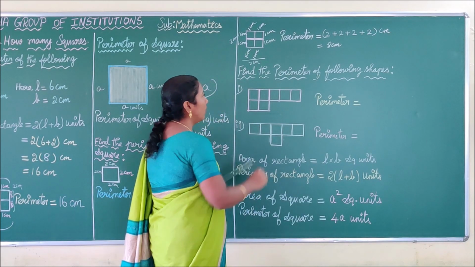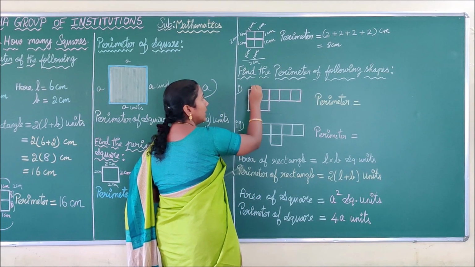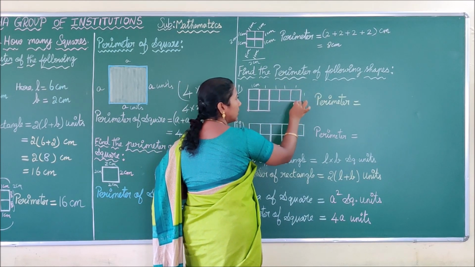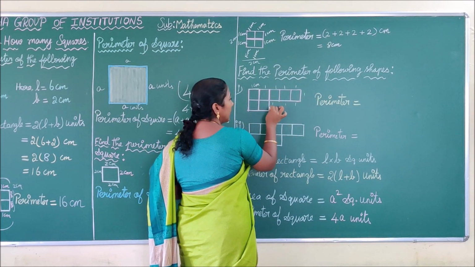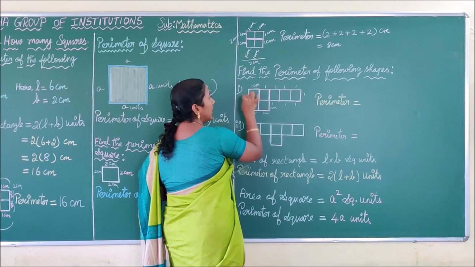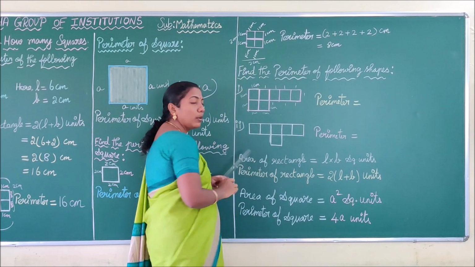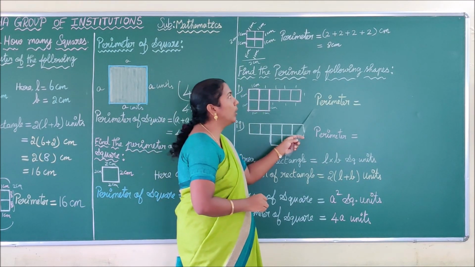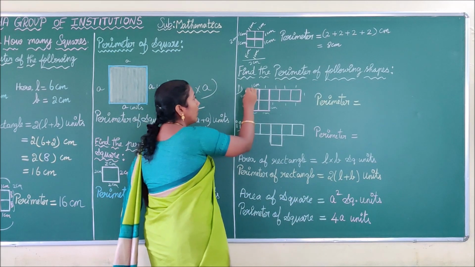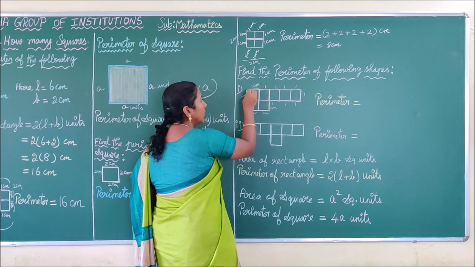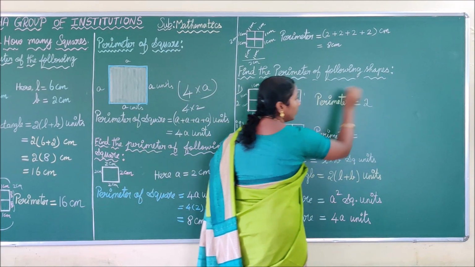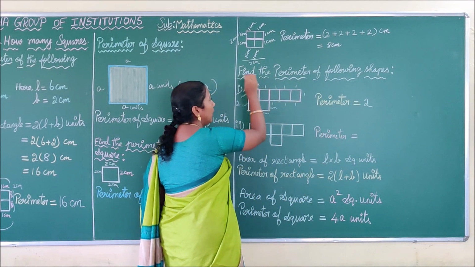Okay, see here, what is the length of these sides? Yes, 1 centimeter, 1 centimeter, 1 centimeter, 1 centimeter. So every side is 1 centimeter. Now we are going to calculate the perimeter of this shape. To calculate the perimeter, you have to add the length of each side. Okay, what is the length of this side? 1 plus 1, 2. So here you have to write 2. Okay, that side we have finished.